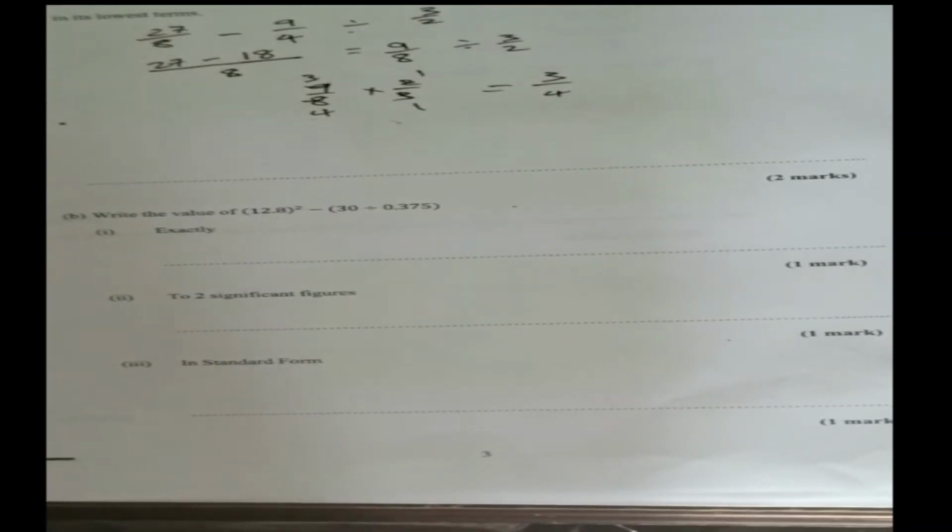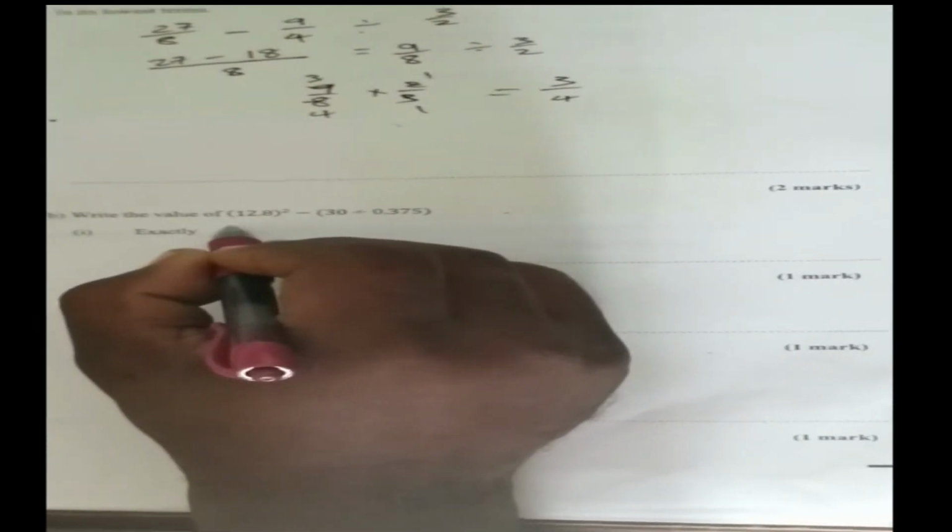Now we're going to move on to our second question, question B, which says write the value of 12.8 squared minus 30 divided by 0.375. We see two brackets, and for the first bracket, the square is affecting the bracket, so it's 12.8 all squared. We plug that into our calculator, and we know we can just multiply it by itself.